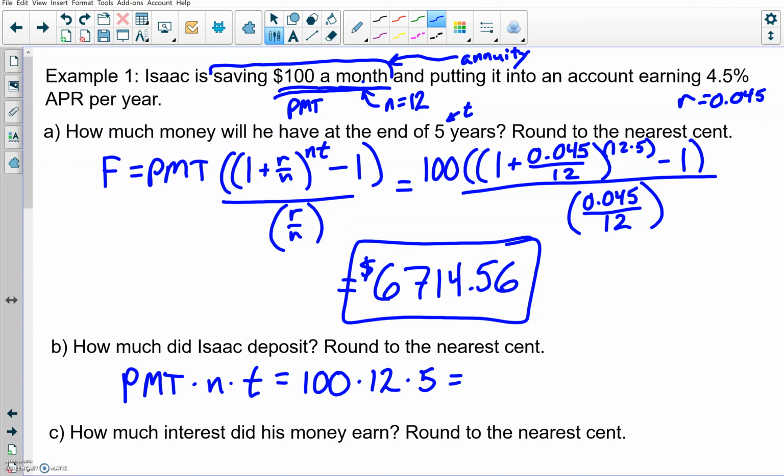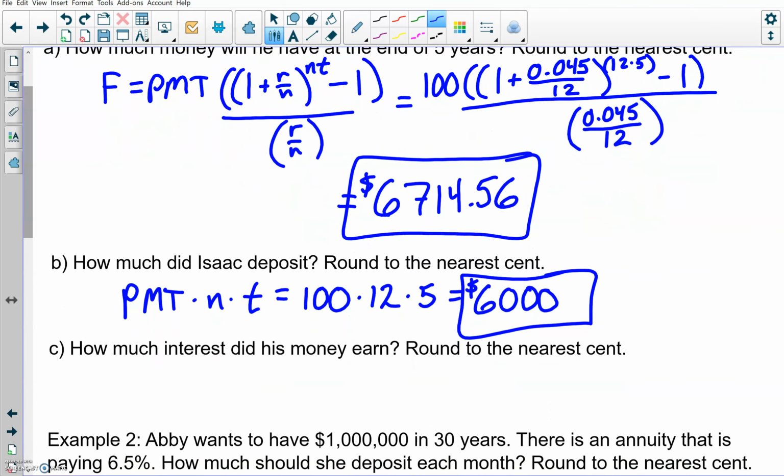And this ends up equaling $6,000. So he really only had to put in $6,000 when it was all said and done in order to earn that $6,714.56. So how much interest did his money earn, rounded to the nearest cent?